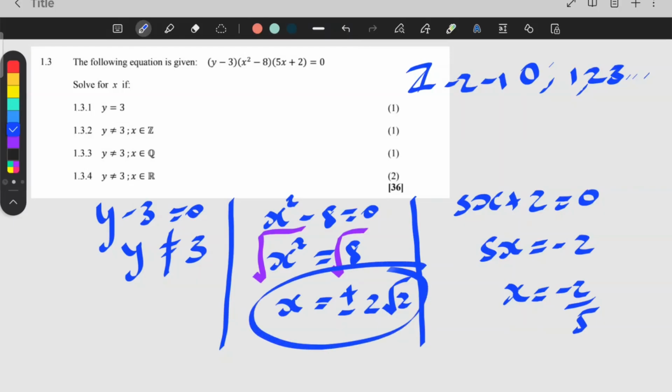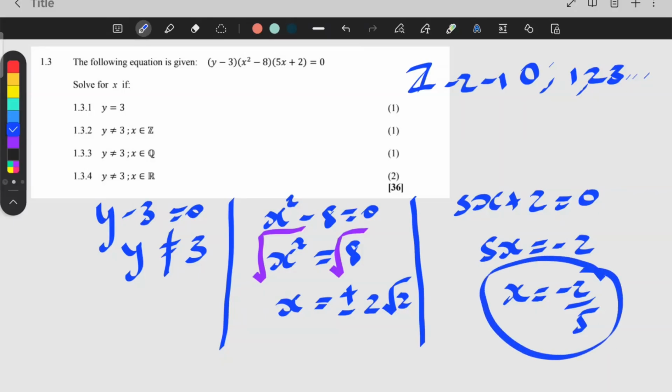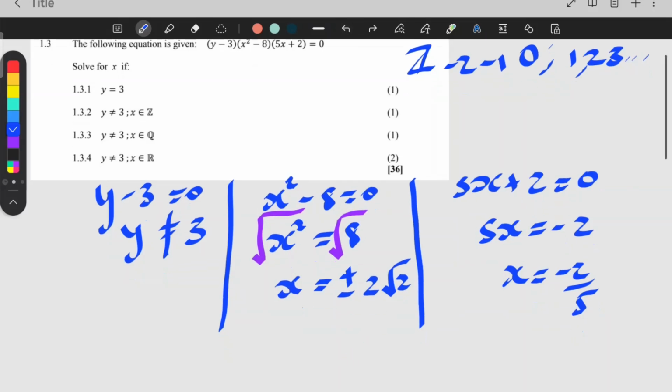Okay, so there's x and there's x, but the restriction is x must be an integer. So this is not an integer because it's a fraction. This is not an integer because that is a decimal if you put that on the calculator. So for this answer over here, there's no solution. So here we write no solution. And that's for 1 mark.